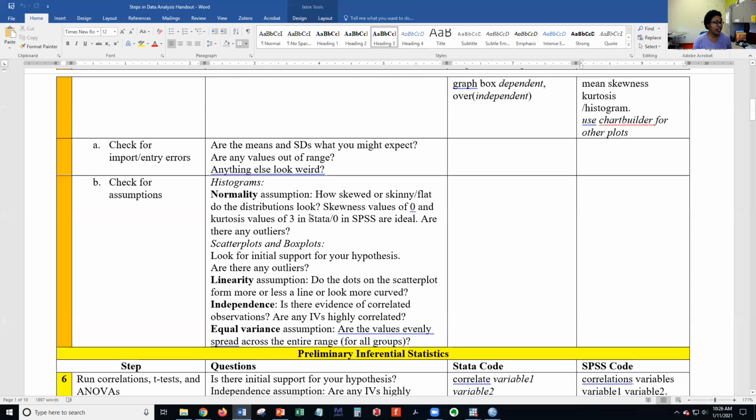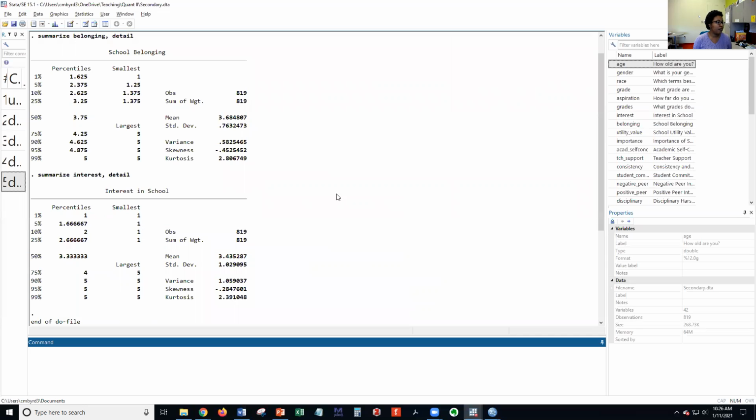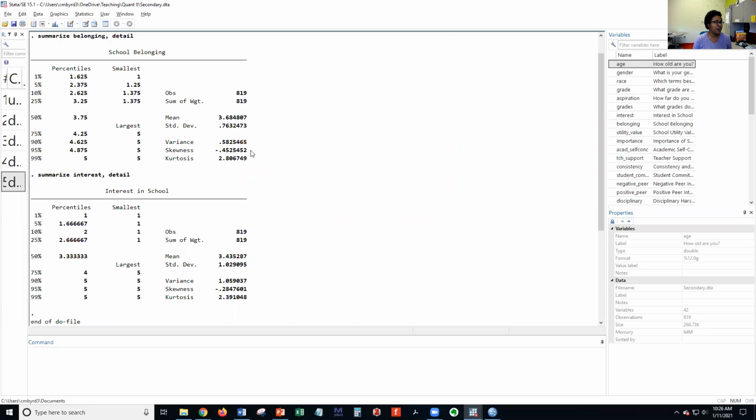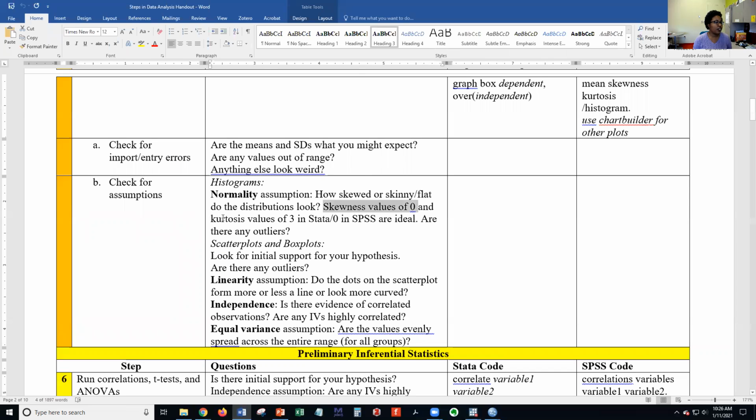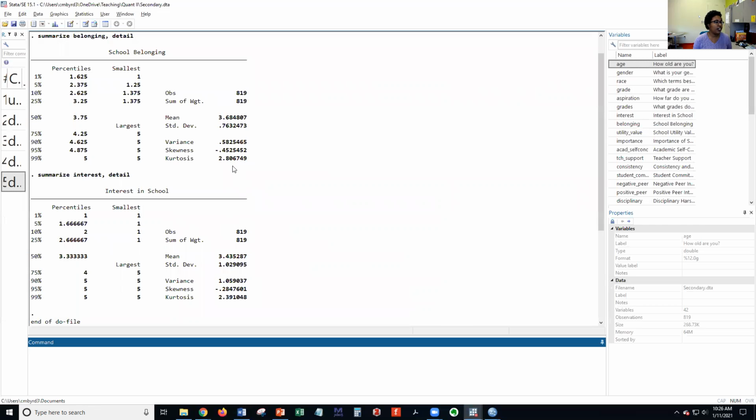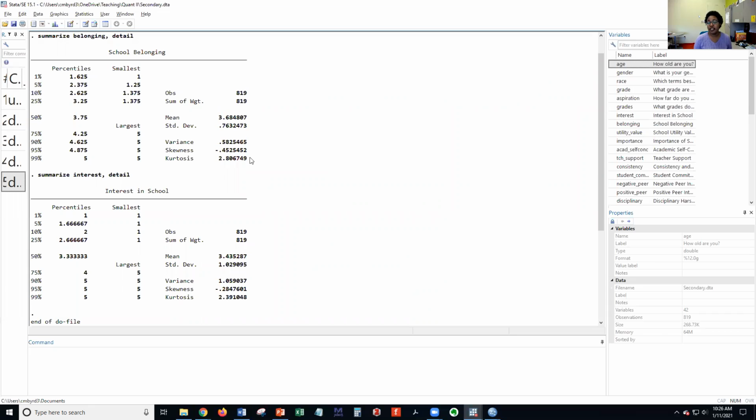So remember in Stata, we're looking for skewness values of 0. So our skewness is just negative 0.45. And we're looking for those kurtosis values of 3. And so here we're just under 3 for belonging. So that's good. For interest in school, again, our mean is around 3, our standard deviation is a little bit larger. Skewness, again, is even better, and kurtosis is a little bit worse, but that's okay.